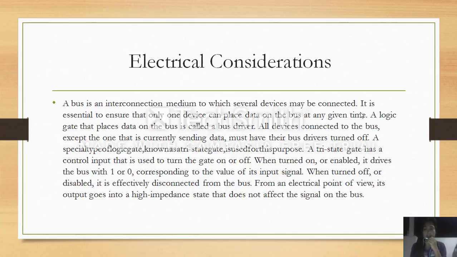A tri-state gate has a control input that is used to turn the gate on or off. When turned on or enabled, it drives the bus with 1 or 0 corresponding to the value of its input signal. When turned off or disabled, it is effectively disconnected from the bus. From an electrical point of view, its output goes into a high impedance state that does not affect the signal on the bus.